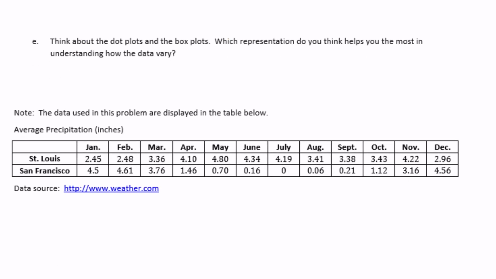And E, think about the dot plots and the box plots. Which representation do you think helps you the most in understanding how the data vary? I personally just like looking at dot plots better. Maybe you like box plots. This is kind of a question about you. I like dot plots because we can see the individual values, personally. But you write what you like. Maybe you like the values that the box plots provide. It's up to you. Because I can see the individual values.